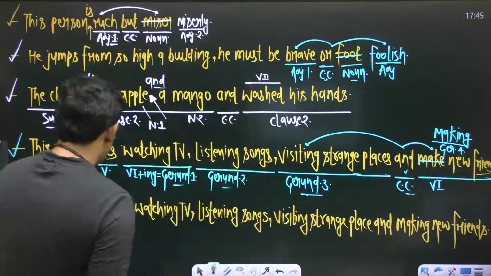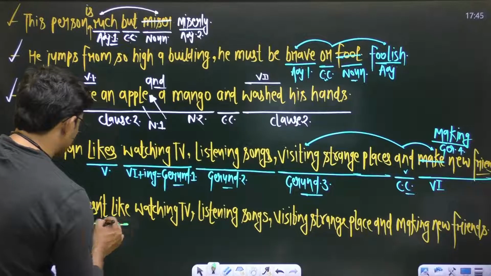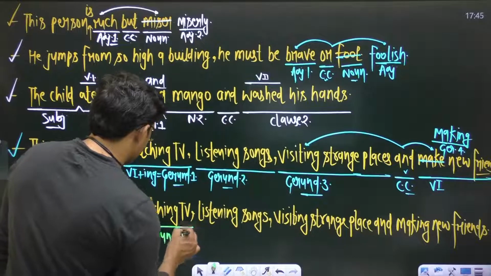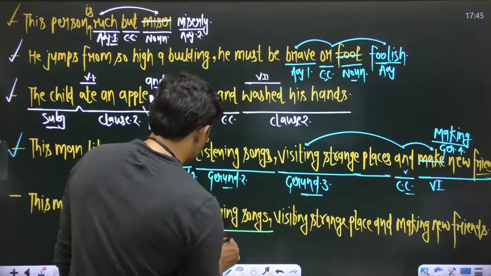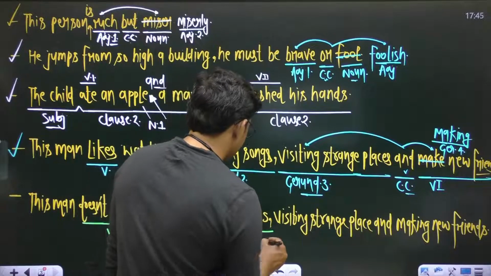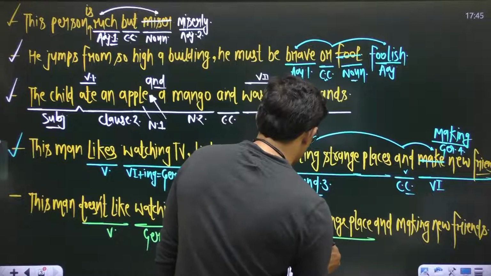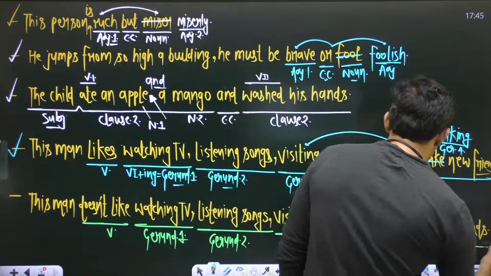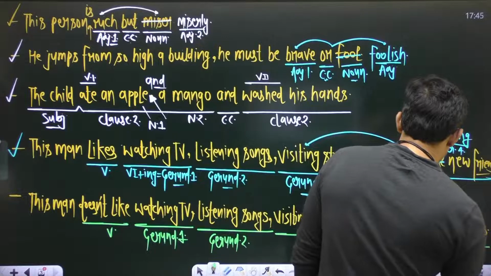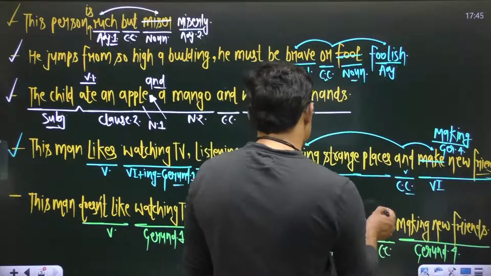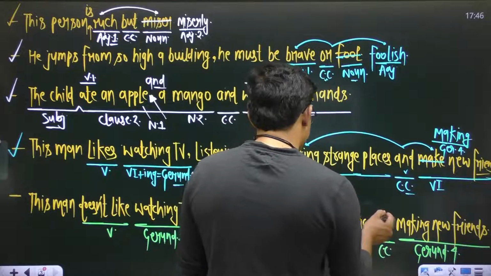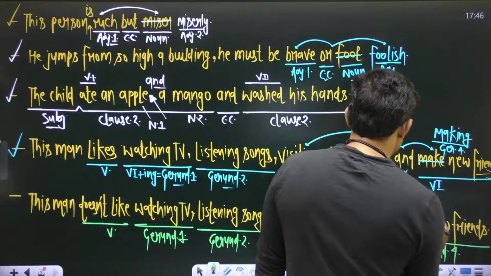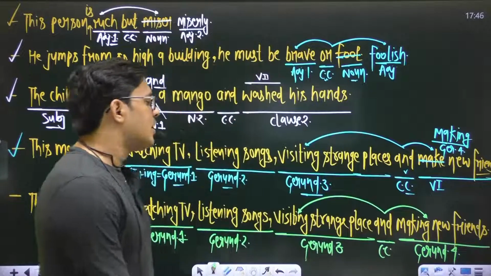And as we know, after this verb does not like, we have a gerund. First gerund is watching TV. Okay, listening songs, this one is also a gerund, and this one is the gerund second. Okay, visiting strange places, this one is also a gerund, and this one is the gerund third. And is a coordinate conjunction, and making new friends is also a gerund, and this one is the gerund fourth. And as you know, coordinate conjunctions connect same cases. Before this and we have a gerund, visiting strange places, and after the conjunction we have another gerund, making new friends.